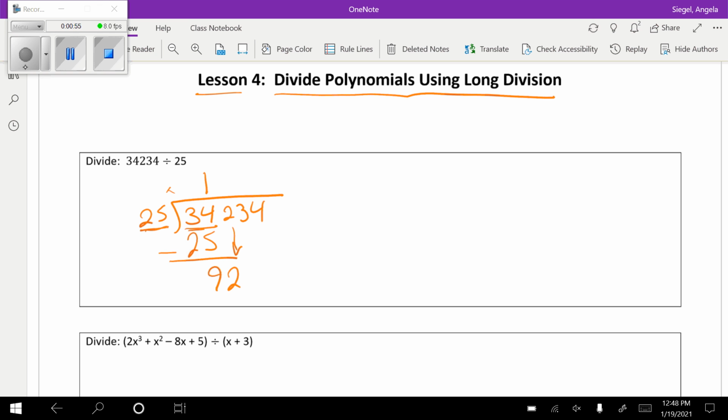Then I asked myself, how many times does 25 go into 92? And that would be 3 times. 3 times 25 is 75. And then again, I'm going to subtract that, and I end up with 17. Again, I'm going to drop the 3. So I have 173, and I'm going to ask myself, how many times does 25 go into 173?